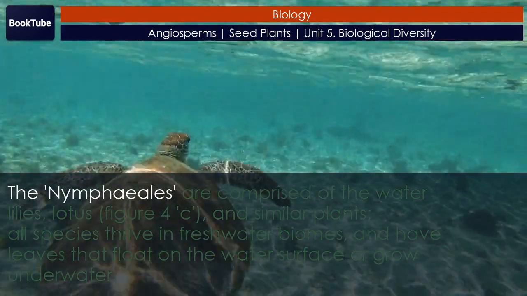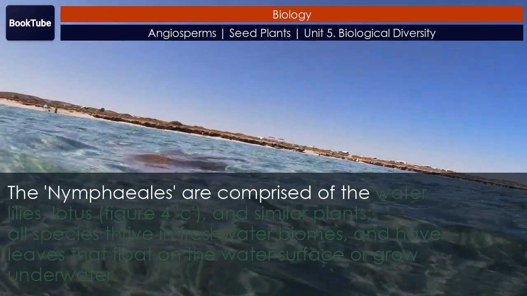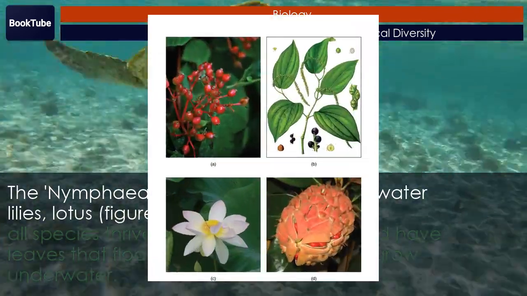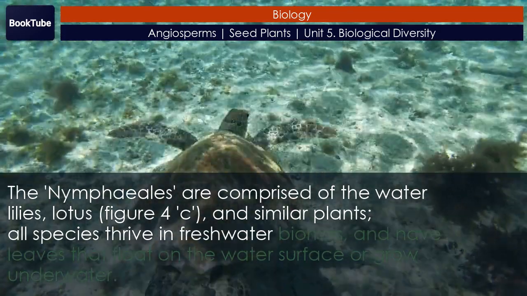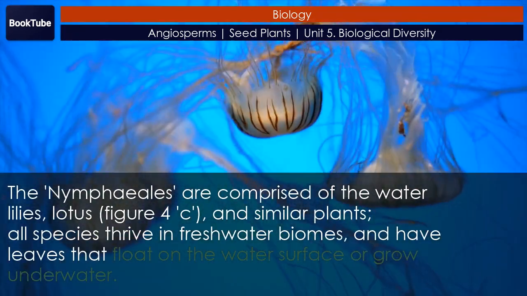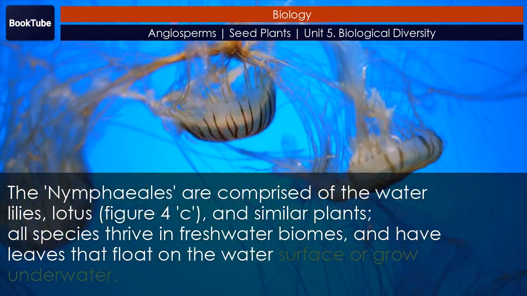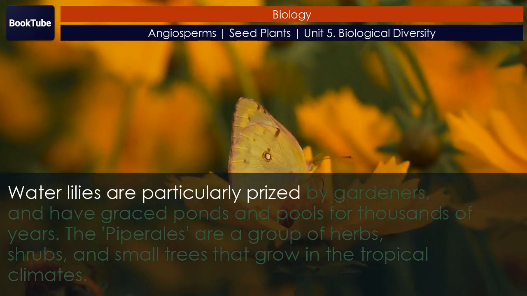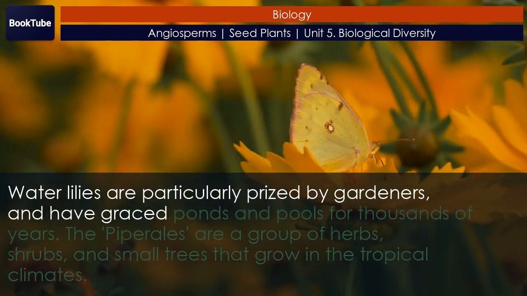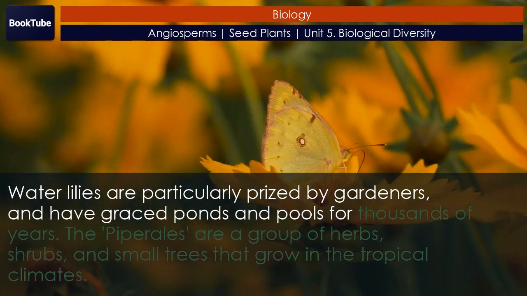The nymphaeals are comprised of the water lilies, lotus, figure 4c, and similar plants. All species thrive in freshwater biomes and have leaves that float on the water surface or grow underwater. Water lilies are particularly prized by gardeners and have graced ponds and pools for thousands of years.